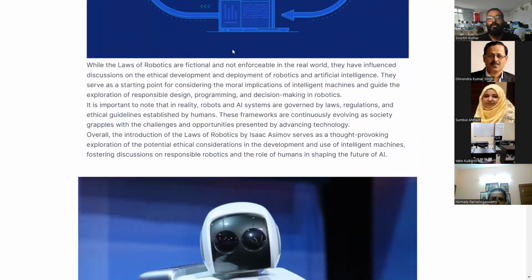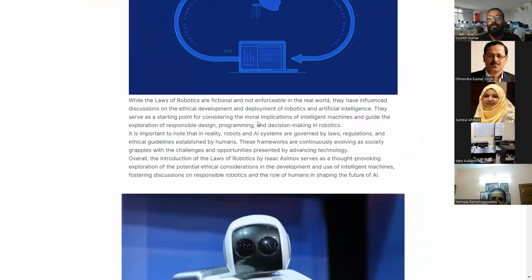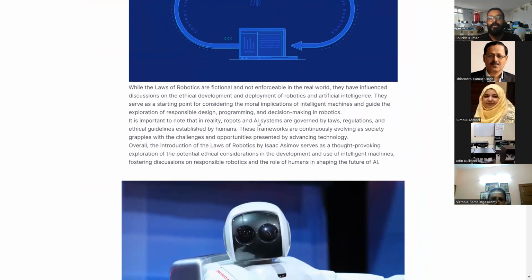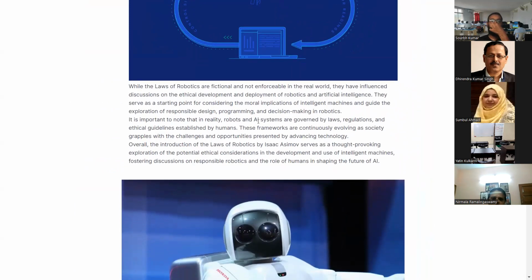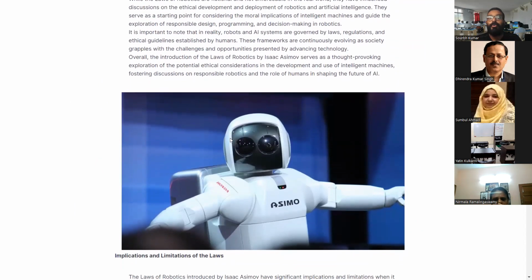While the laws of robotics are fictional and not enforceable in the real world, they have influenced discussions on the ethical development and deployment of robotics and artificial intelligence. They serve as a starting point for considering the moral implications of intelligent machines and guide the exploration of responsible design, programming, and decision-making in robotics.